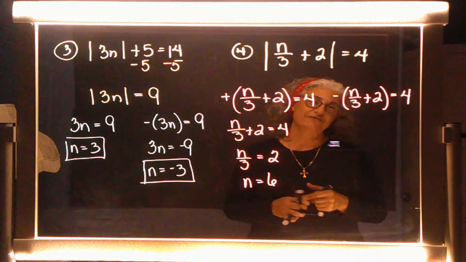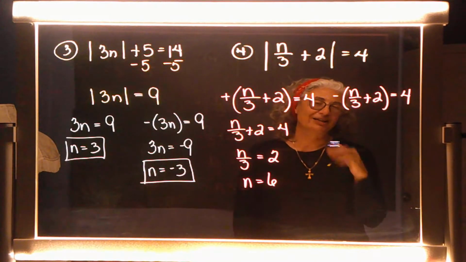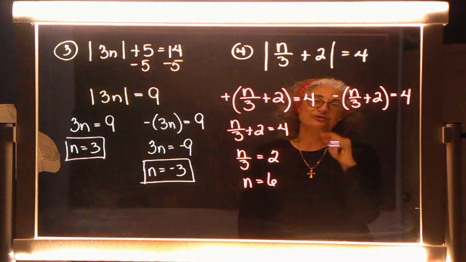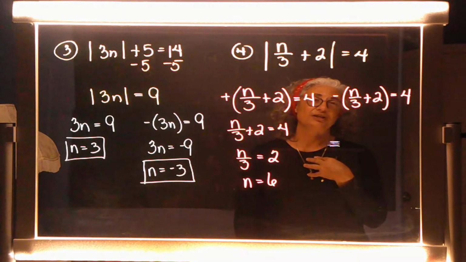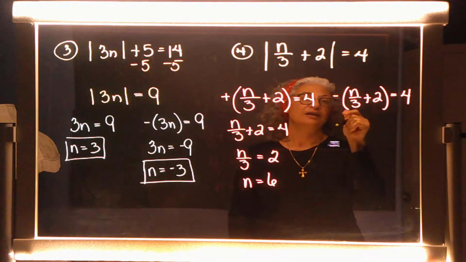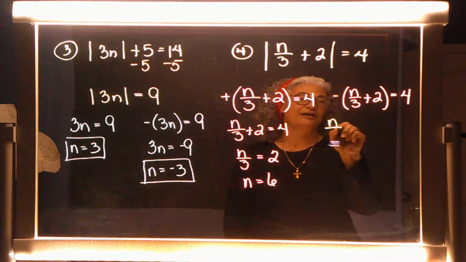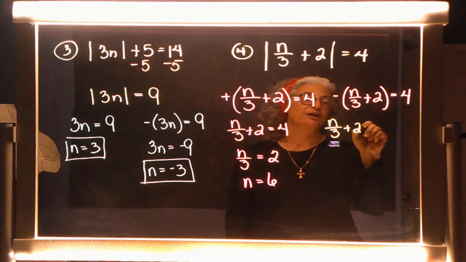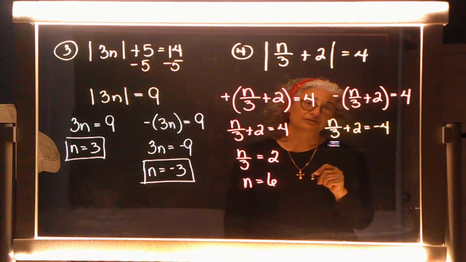Now, let's look at this one over here. Do you notice that negative out front? Yeah, do you want to keep it there? Neither do I. So here's my suggestion. My suggestion is to divide both sides by this negative. And when I do, I still have n over 3 plus 2, but now equals a negative 4. Got it?